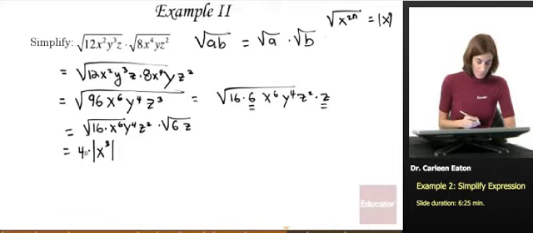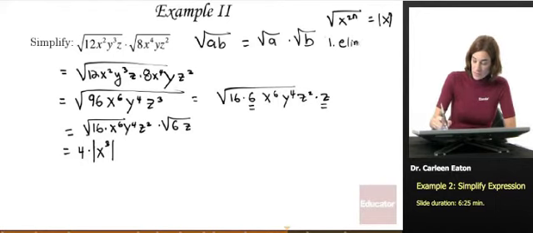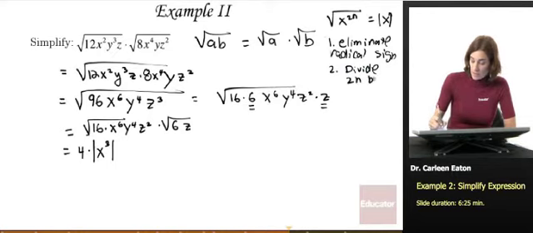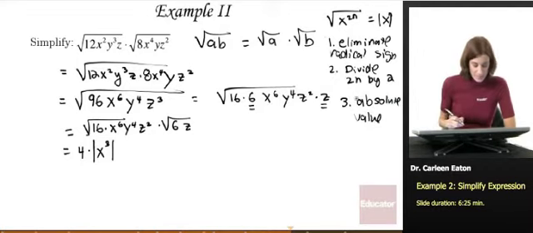Okay. Next, I have y to the fourth. I do the same thing. Remember, the steps are to eliminate the radical sign, divide 2n by 2, and then take the absolute value. This is when dealing with variables with even powers.